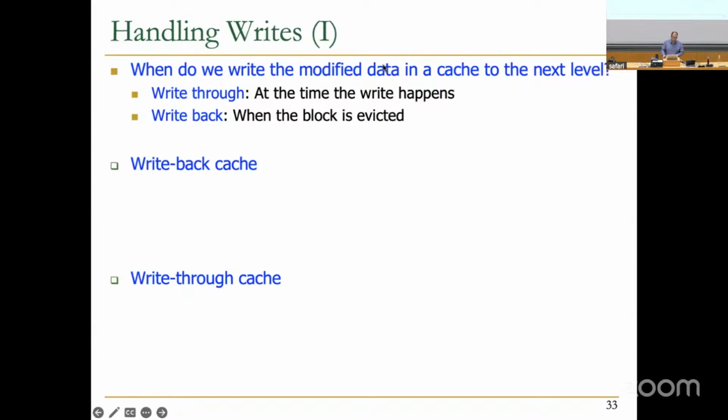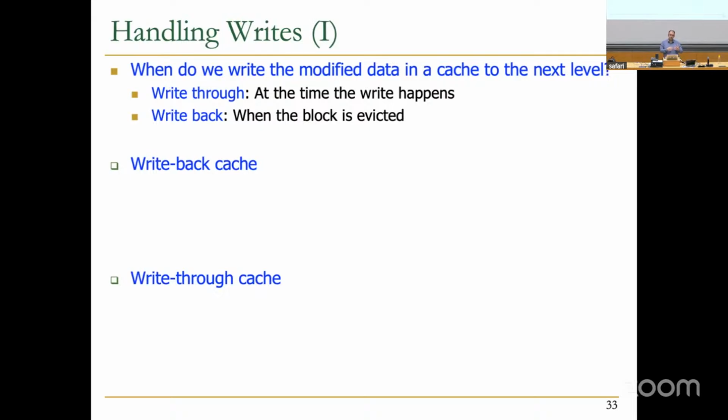Essentially, you can have two approaches here. One of them is write through, which is at the time the write happens. So when the write happens, you update your L1 cache, for example, and you also update the other levels: L2, L3, and memory, if they also have your cache block. You can also have another version, which is write back, which is when the block is evicted. Basically, you delay updating the other levels until you have to evict this block from your cache.